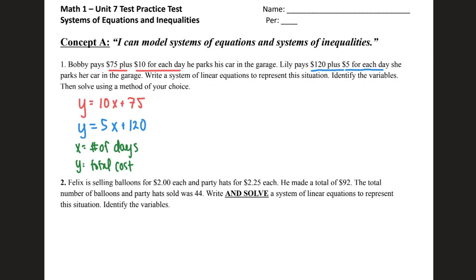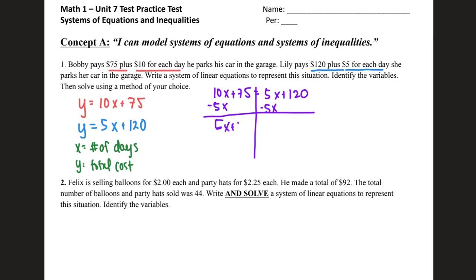Now it says solve using a method of your choice. Well, since these are both written in slope-intercept form, you could graph. However, since I see that these numbers are so big, I'm not going to graph. I'm going to solve by using substitution. So to solve by using substitution, we're going to set the two equations equal to each other. So 10x plus 75 equals 5x plus 120. And now we're going to solve. So I'm going to subtract 5x.